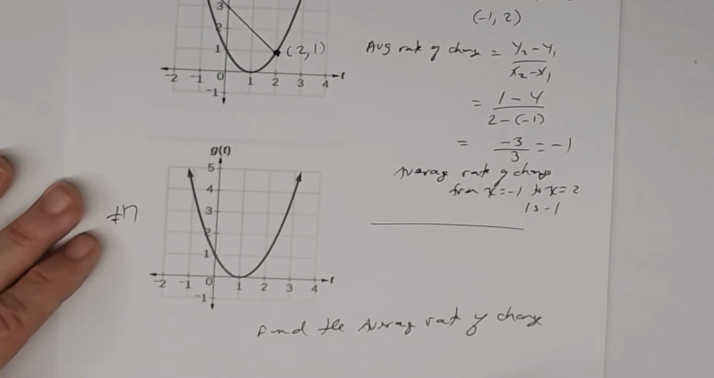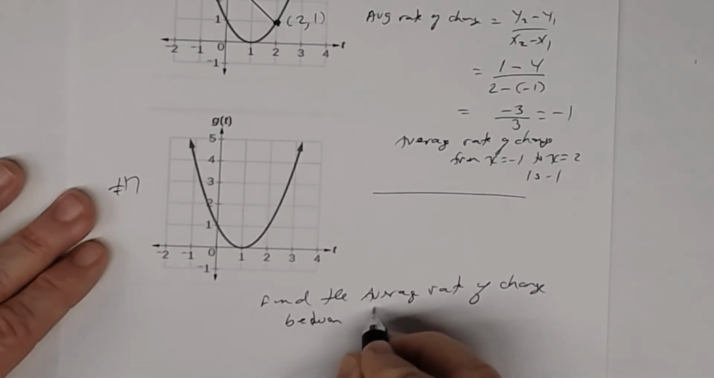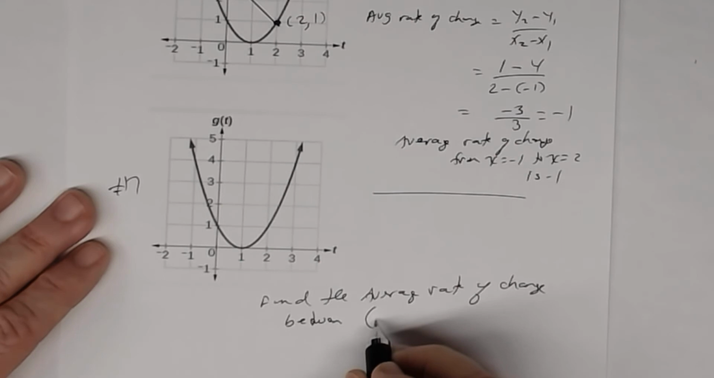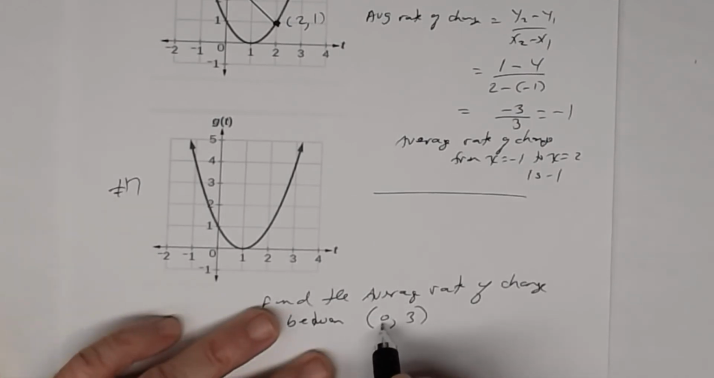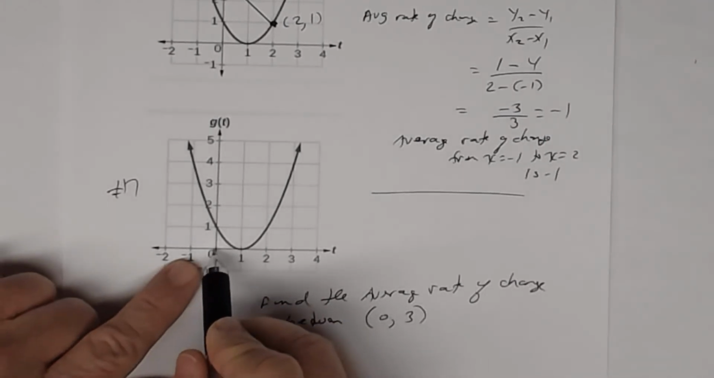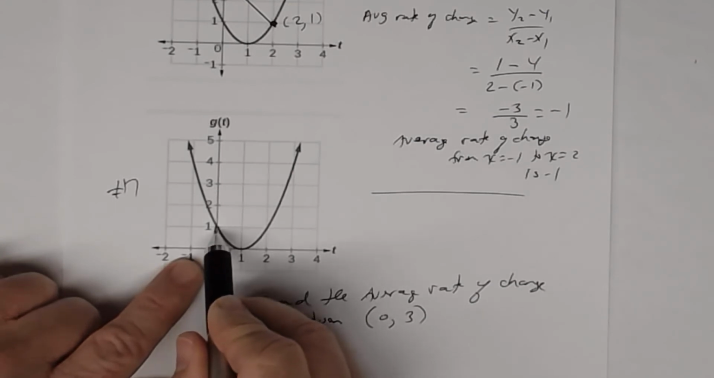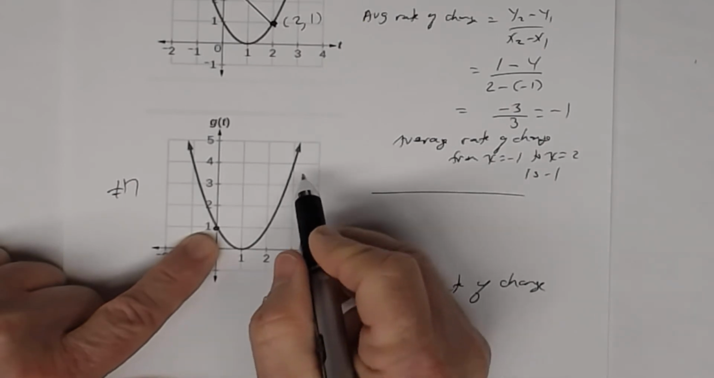Find the average rate of change between, and let's say I want to go between 0 and 3. Okay, so x is 0, x is 3. All right, so here is where x is 0. You see this right here? So that's this point here, right? So from here, and then this is where x is 3, this point here.